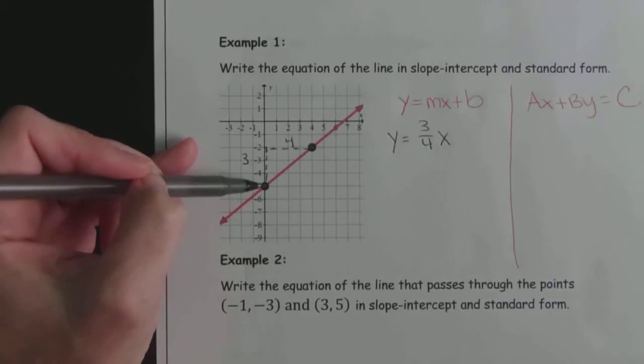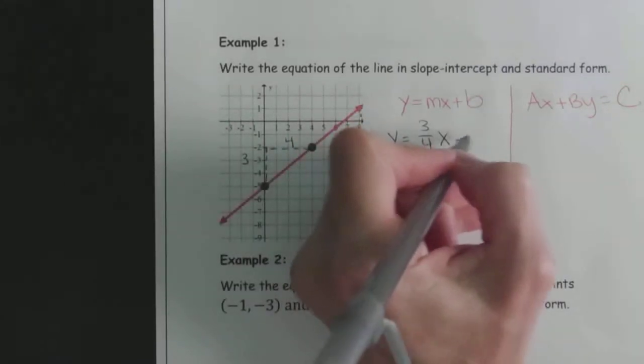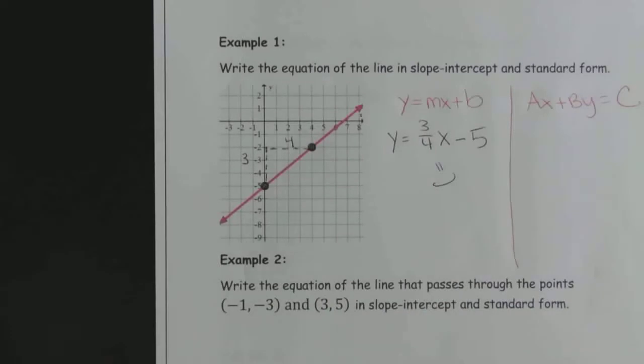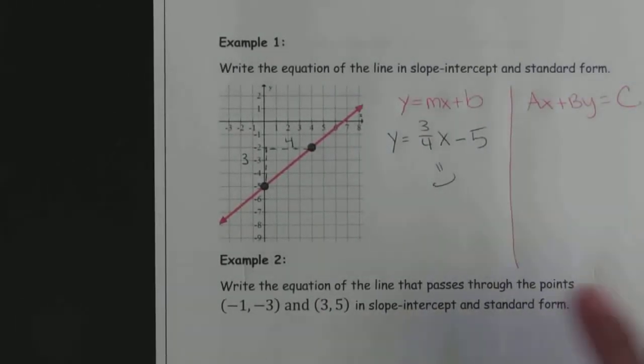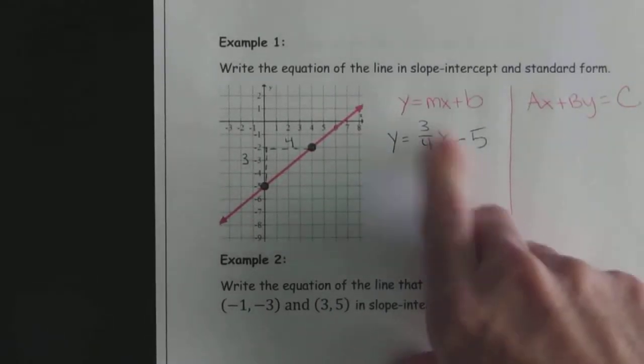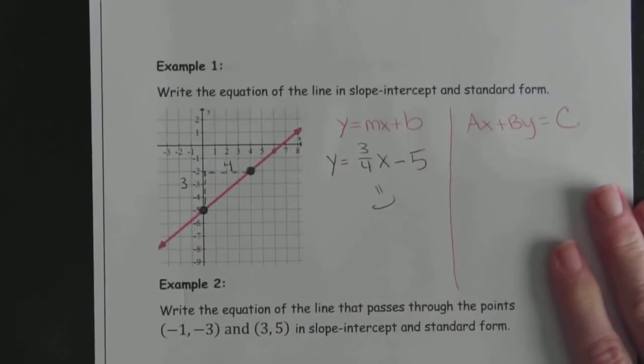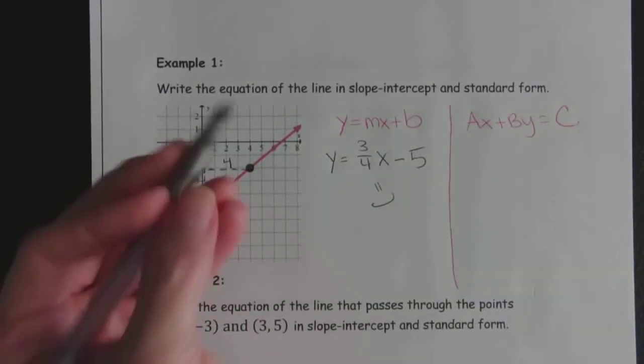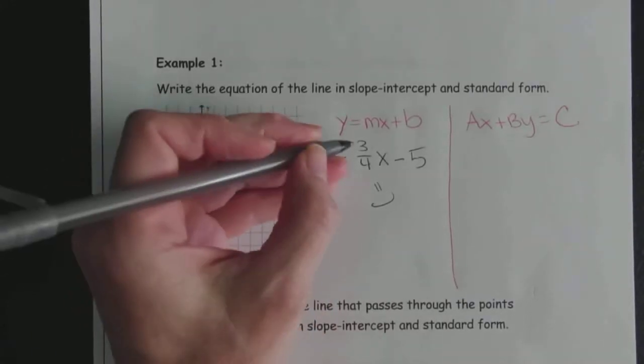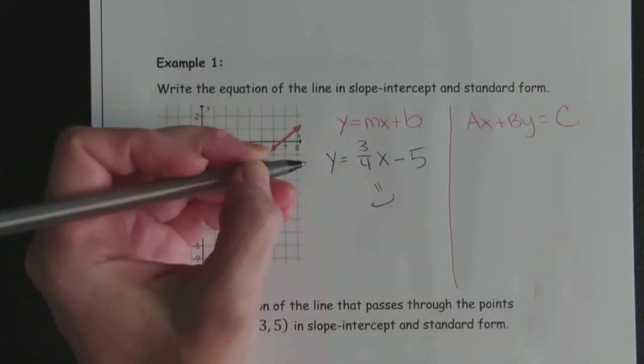Now I'm ready for my b. This is my y-intercept. So I look at the line. Where is it crossing the y-axis? Well, you can see it's crossing the y-axis down here at -5. So -5. And that equation is done. This is the slope-intercept form for that line.